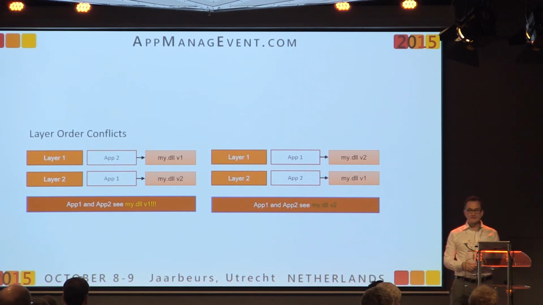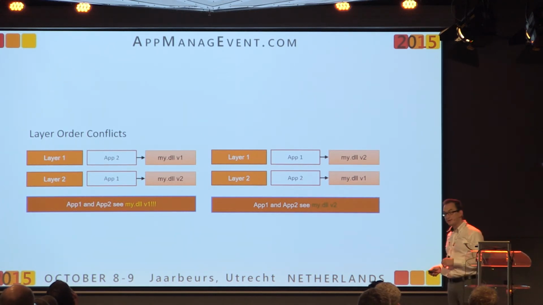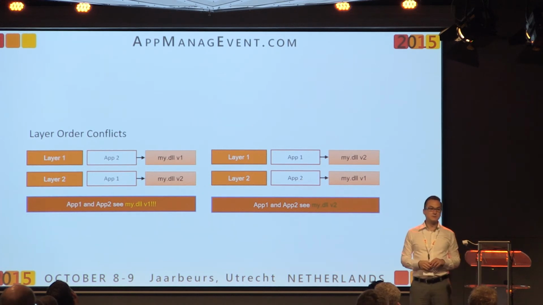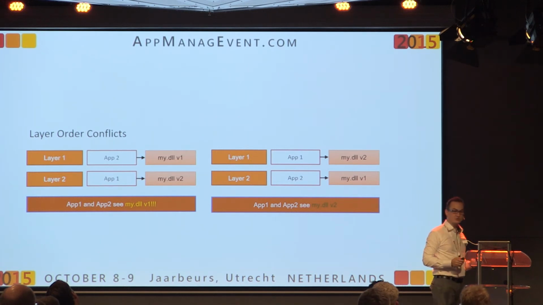Now, obviously, the AppDNA solution understands this and can tell you the correct order of layers, or in the Citrix Studio example, it will actually automatically order the layers for you, so you don't need to worry about this issue.